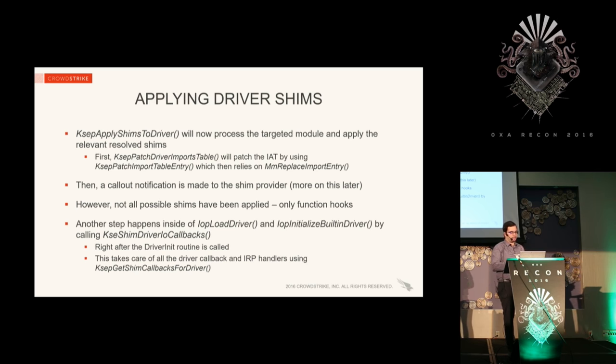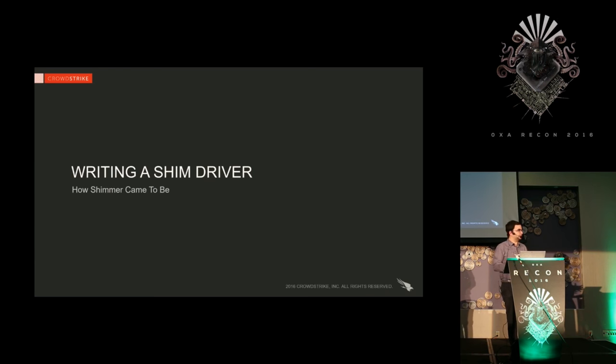This will now call KsipGetShimCallbacksForDriver, and it's going to hook your driver callbacks: driver init, driver unload, start IO, add device, and then it's going to hook all your IRP handlers based on whatever my shim describes. So two stages here. First stage, hook the imports as soon as the driver loads. Second stage, hook the callbacks and the IRPs as soon as the driver is initialized. And then the shim is fully active.